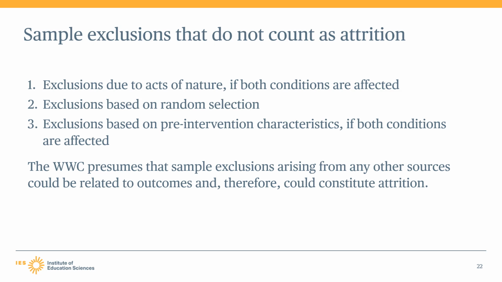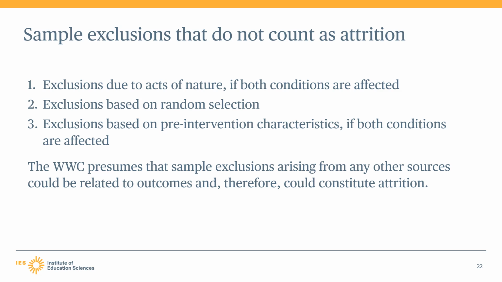Loss of sample members after random assignment because of acts of nature, such as hurricanes, earthquakes, or pandemics, is not considered attrition when that loss is likely to affect both the intervention and comparison group members in the same manner. However, if the sample loss caused by an act of nature was concentrated in only one group, the loss will be considered attrition.